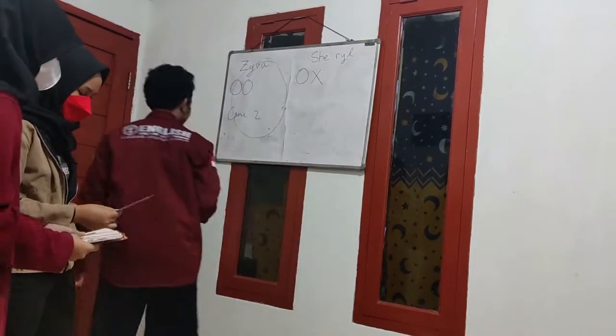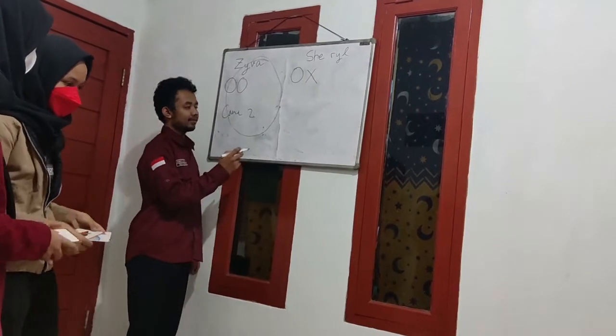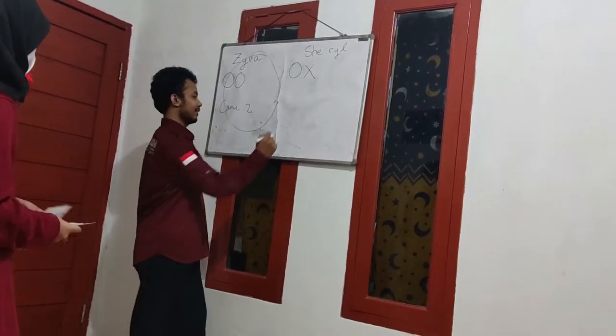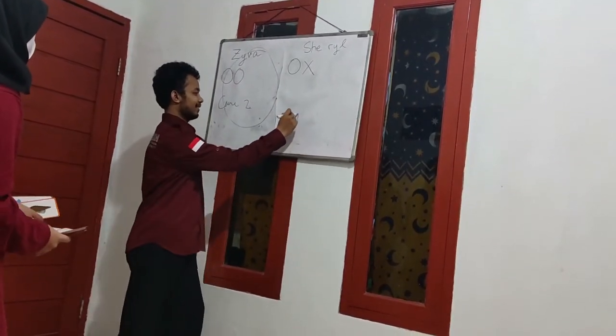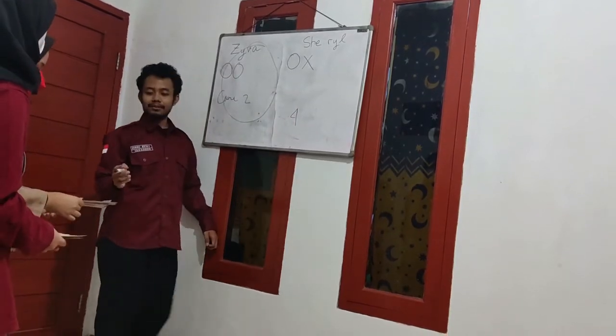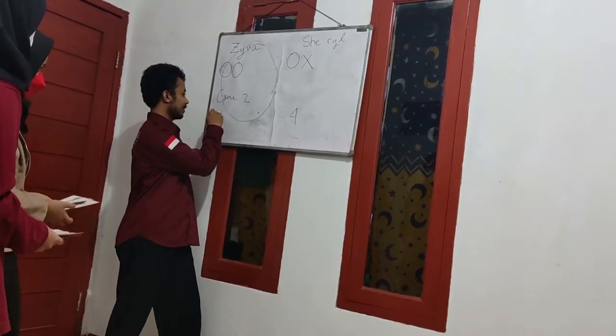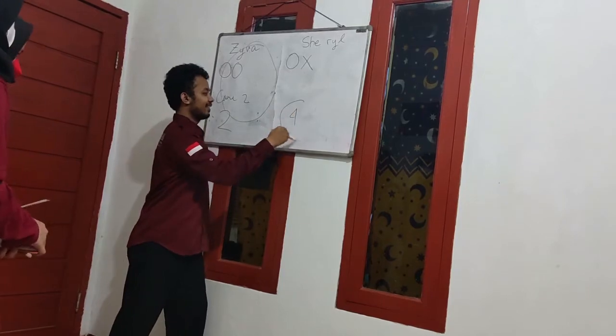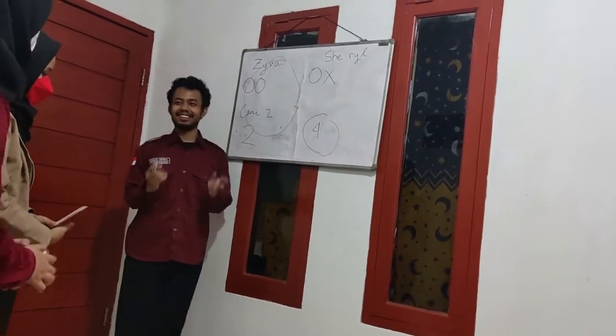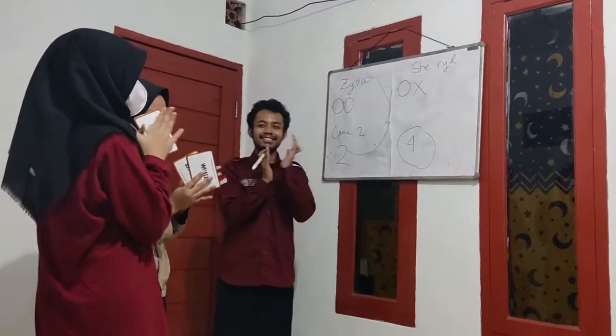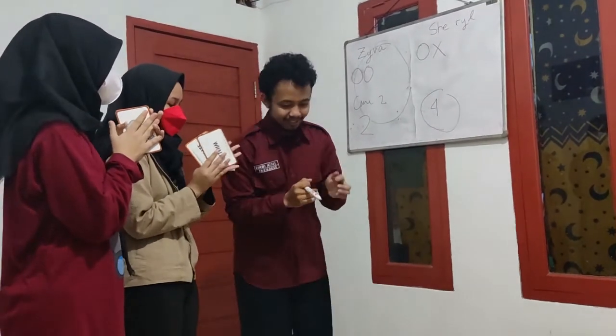Now, how many cards does cereal have? 4. 4. And for Ziva? 2. 2 cards. Oh, this is the winner. Cereal is the winner. Yeah, give an applause. Okay, the present, you will get a present from Ziva. That is more fun, I guess.